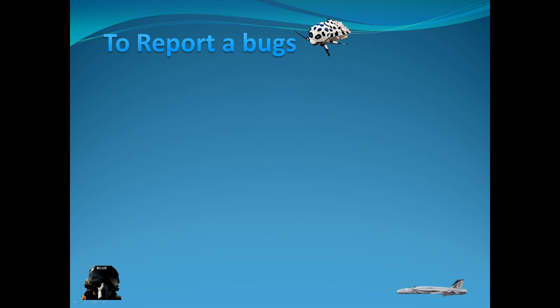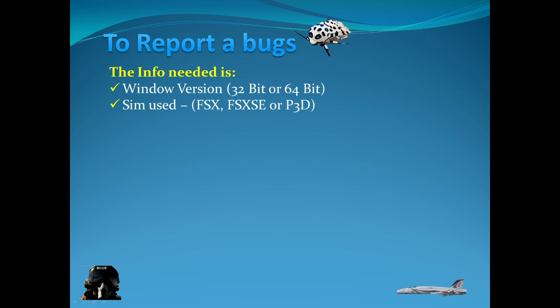I would like to expand a little bit on how to report a bug. In order to be able to replicate the issue that you're having, some information is required for the developer to be able to figure out what's going on and to fix it for you. So the info needed is your Windows version, whether it's 32-bit, 64-bit, Windows 7, Windows 8, Windows 10, which simulator you're using when you're having the issue. As you probably can gather from what I have here, it works on FSX, FSX Steam Edition, and Prepare 3D. If you have an SDK software development kit installed, which version is it?